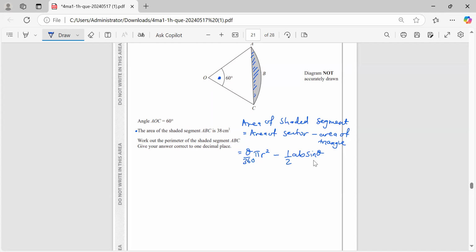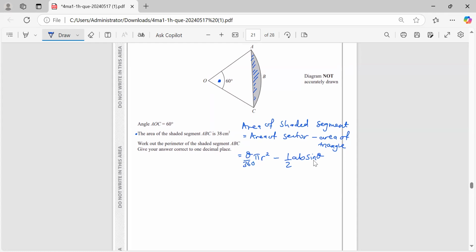So AB, of course, AB is OC and OA, which is just the radius, isn't it? So instead of writing AB, I would have just written R times R, which is R squared. From the information that we're given, theta is 60, so it's just 60 over 360 times pi R squared minus half R squared sine 60, right? And 60 over 360, that's 1 over 6, isn't it?